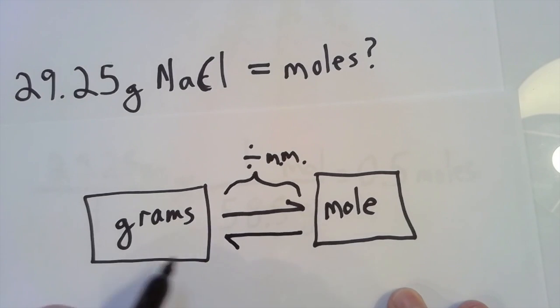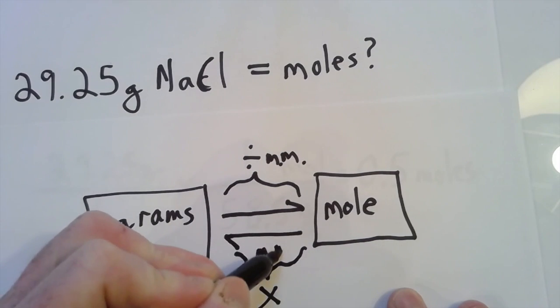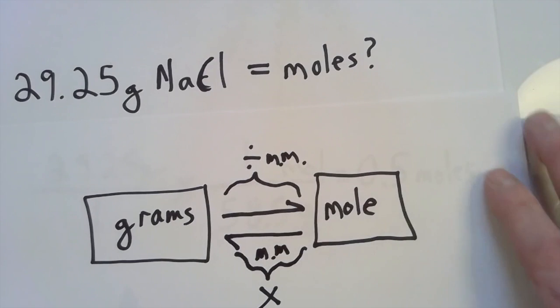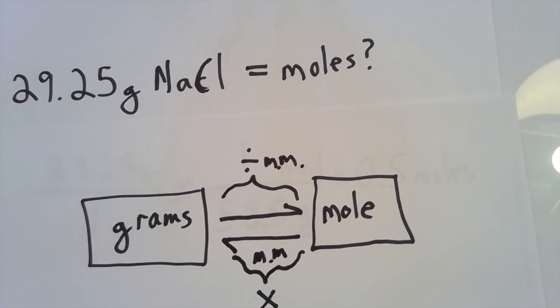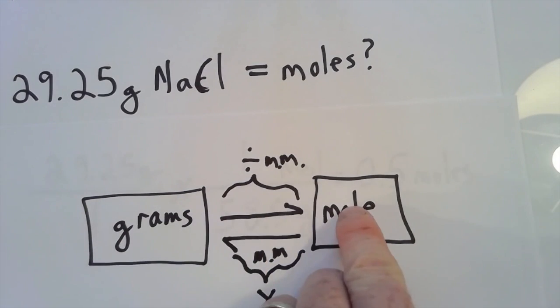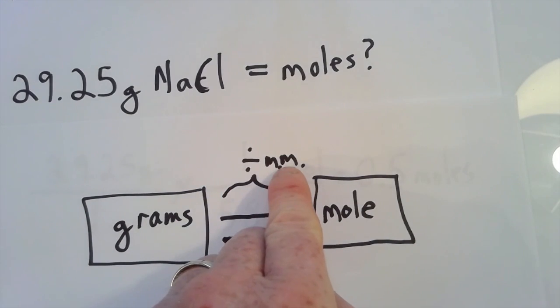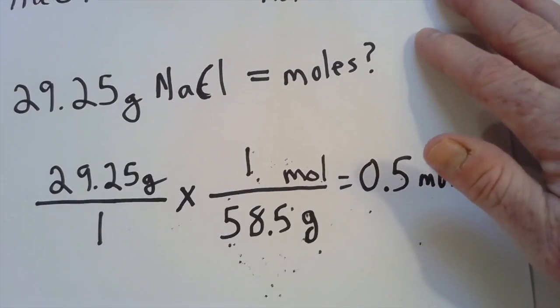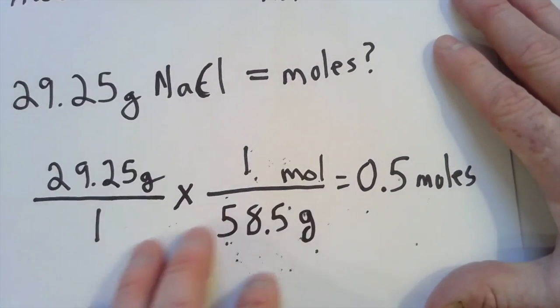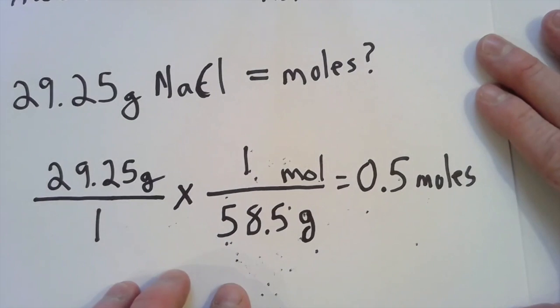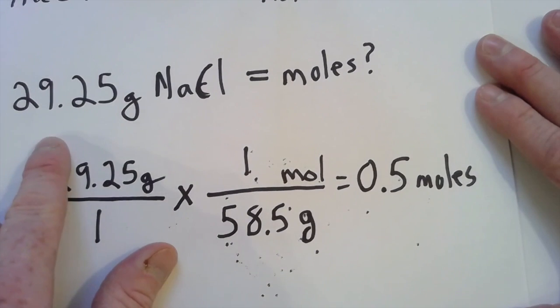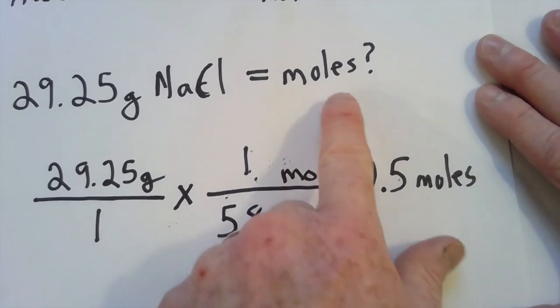To go back, to get to this, you simply multiply by the molar mass. How about that? So what's going to be key for you and your homework is that you know you are going to get from grams to moles by dividing by the molar mass. And that is exactly what we did here, to get from 29.25 grams of salt to moles of salt, we divided by the molar mass.